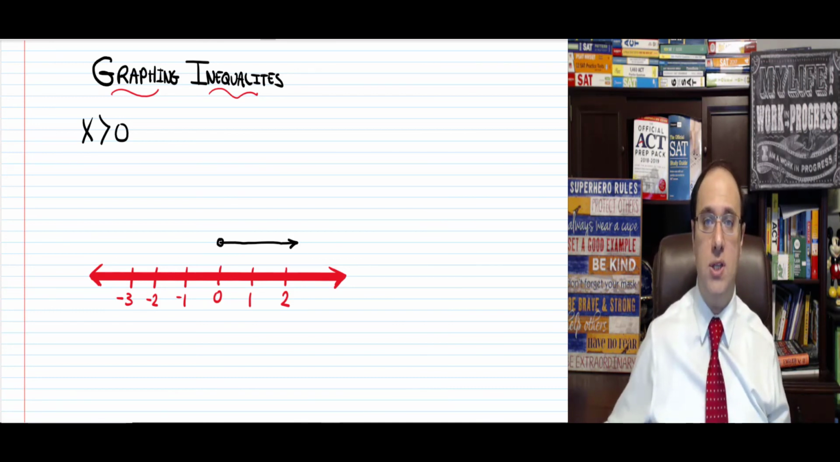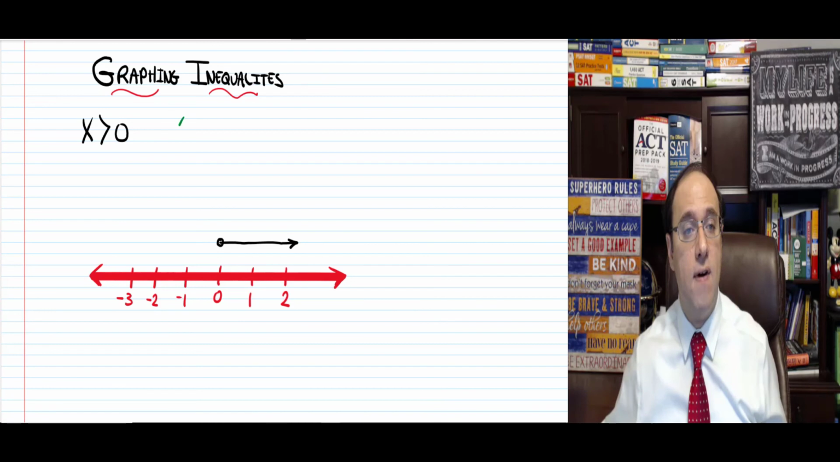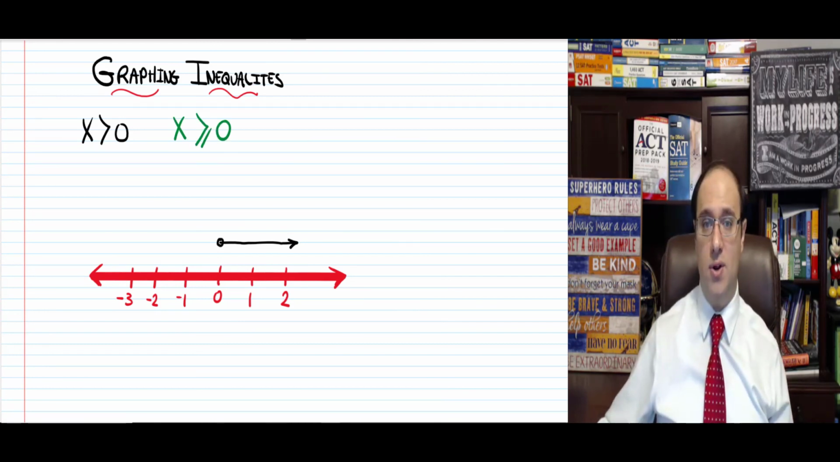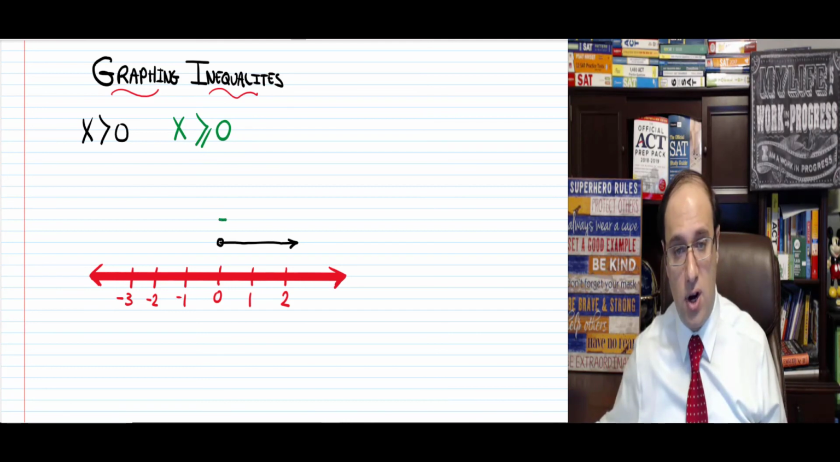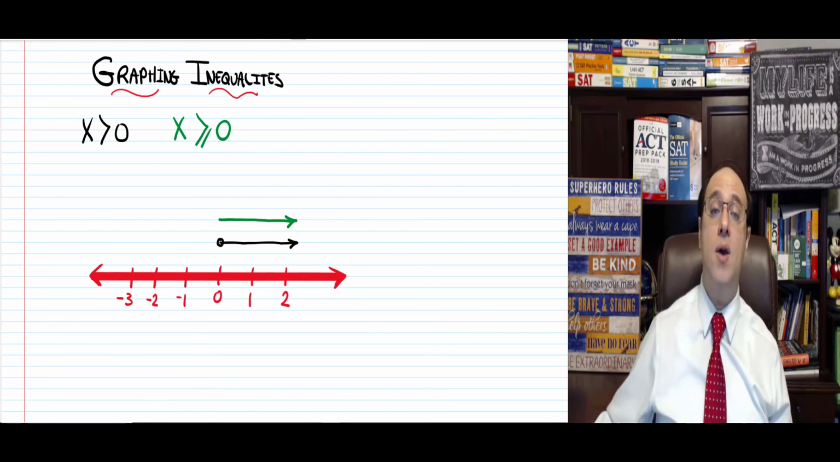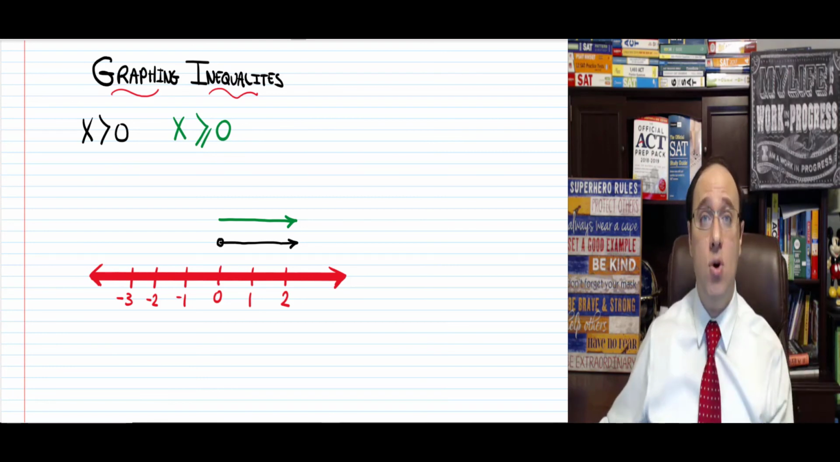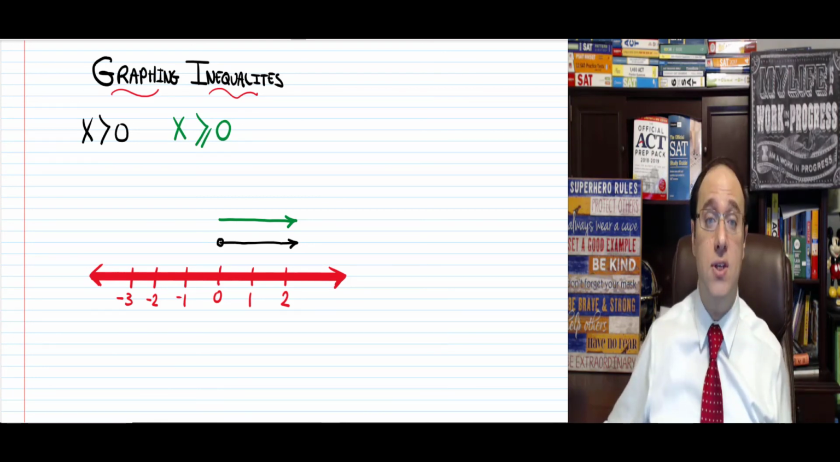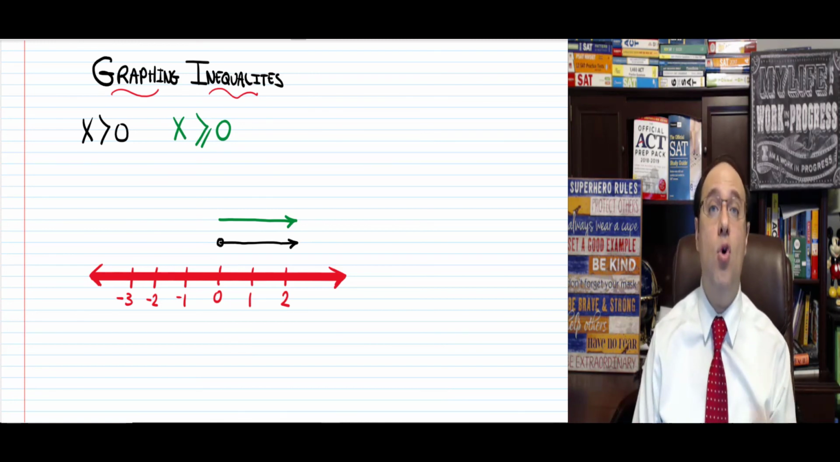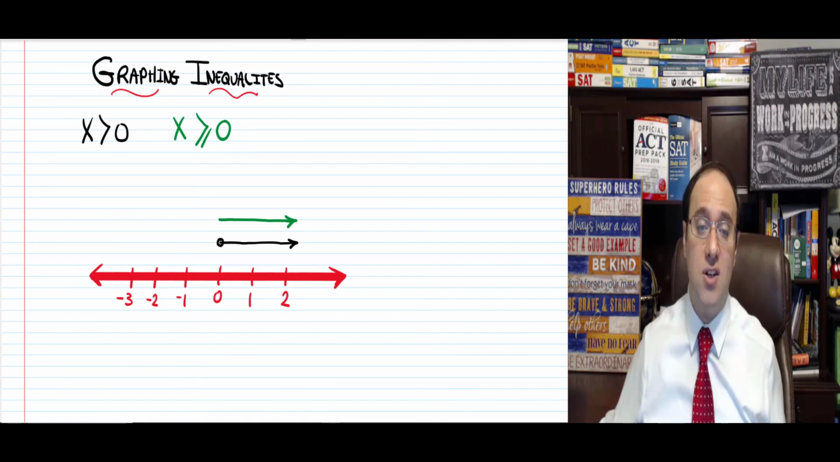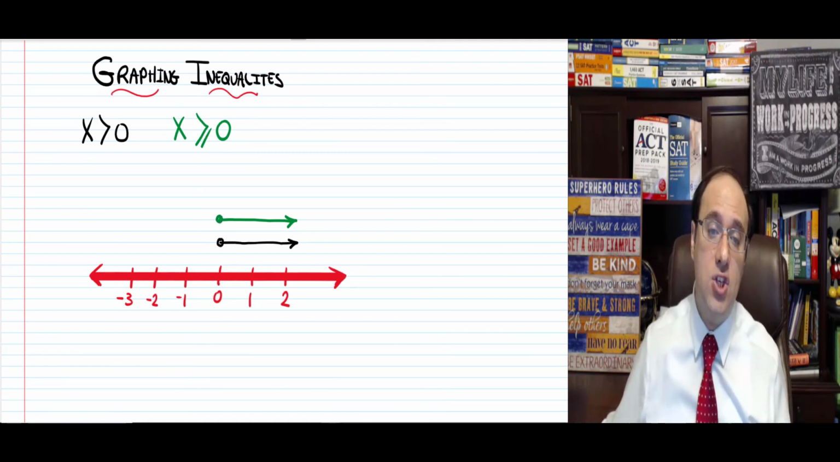Okay, just to make sure you understand this, what if I have x is greater than or equal to 0? I do the same thing exactly. Start at the 0 on top. We go to the right because it's greater than 0. But now, can 0 be a value of x in this inequality in green? Yes, because it says x is greater or equal to 0. So on top of the 0, on my green line, I have to put a solid circle.